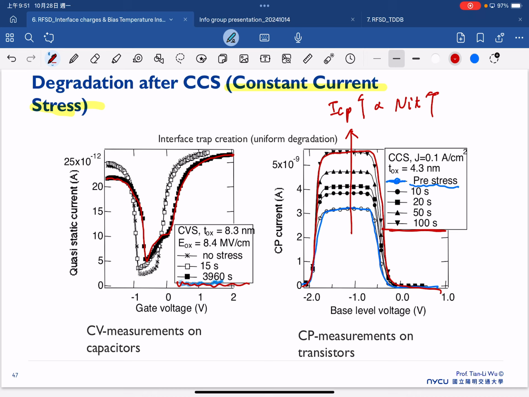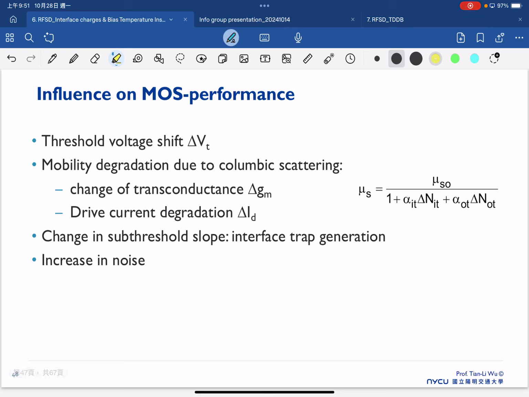Then the major difference between the charge pumping and typical CV measurement is that the CV measurement can only be conducted on a capacitance. The advantage of charge pumping is we can characterize this phenomenon in the transistor. So if you look at the influence on the MOS performance, we can conclude the impact majorly comes from the DIT.